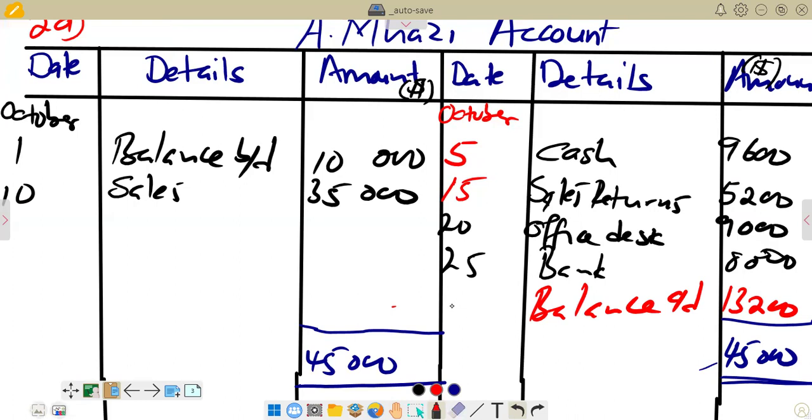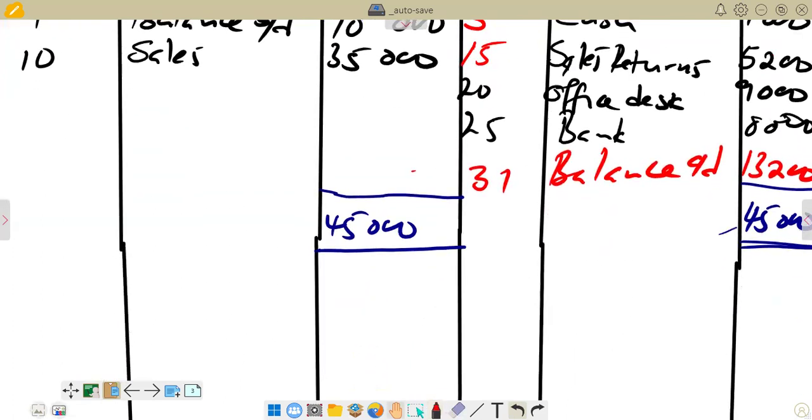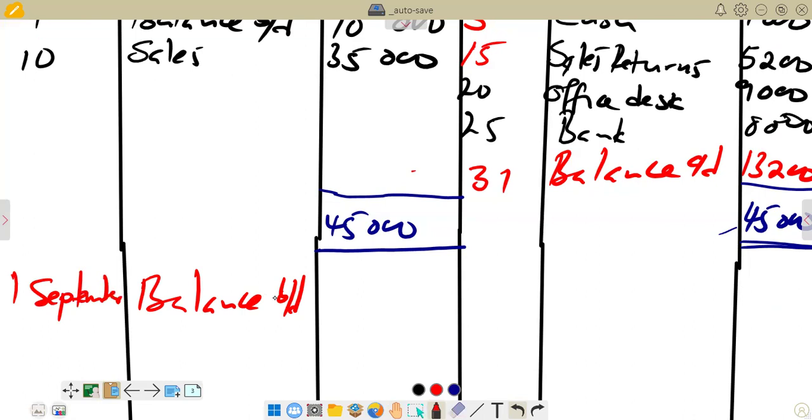So at the end of October, we are going to have 31 as our end of period date. That is day 31, so that is at the end. Obviously we have our balance B/D again, which is going to come on the opposite side below the double lines as our balance B/D. And on the date now is the date of the next period, the first date of the next financial period. The next month will be the next date, so we're saying 1 September. And then the amount will be the same, which is 13,200 that we are having there.